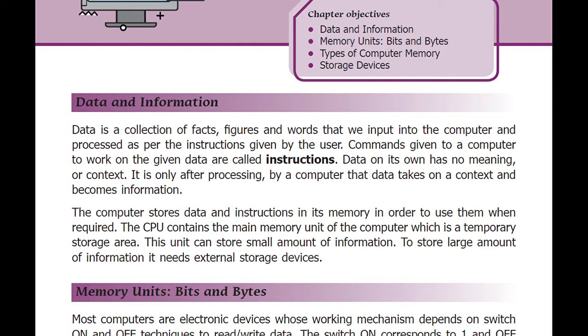So the CPU contains such a memory unit, which is a temporary storage area that can store only a small amount of information. To store a large amount of information, you need an external storage device. You need the support of external storage. The CPU contains a small memory unit that can only store a small amount. To store a large amount, you need external devices like pen drives, hard disks, DVDs, CDs. Those are your external storage devices.